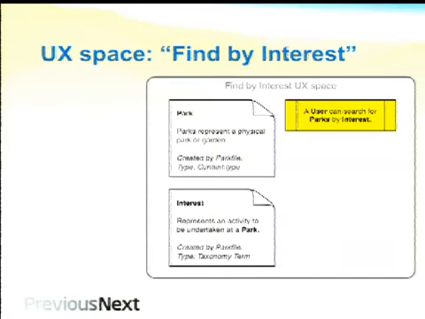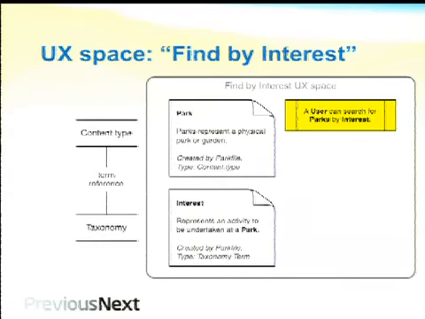So now it's changed a bit. A user can search for parks by interest. We've added the interest. An interest represents an activity to be undertaken at a park. And we've just noted that it's a taxonomy term. We've also renamed our space Find by Interest. And because we've done it this way, because it's Drupal, we can start to see the way in which we're going to build these relationships out. So the park is a content type, the taxonomy is an interest, and really simply that's a term reference.